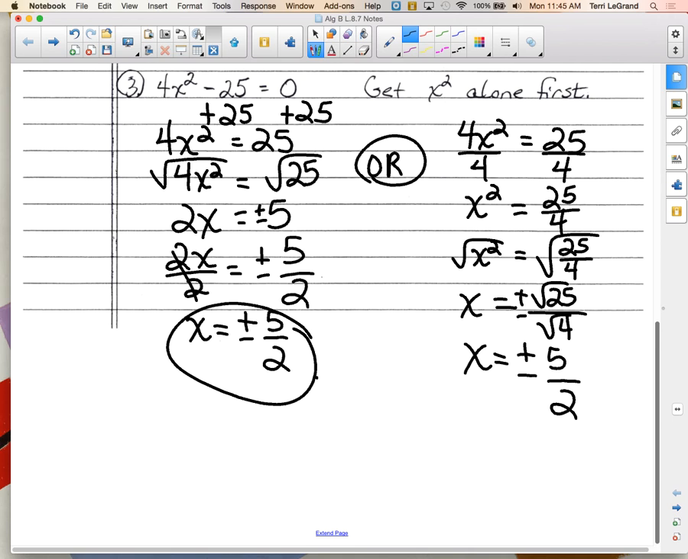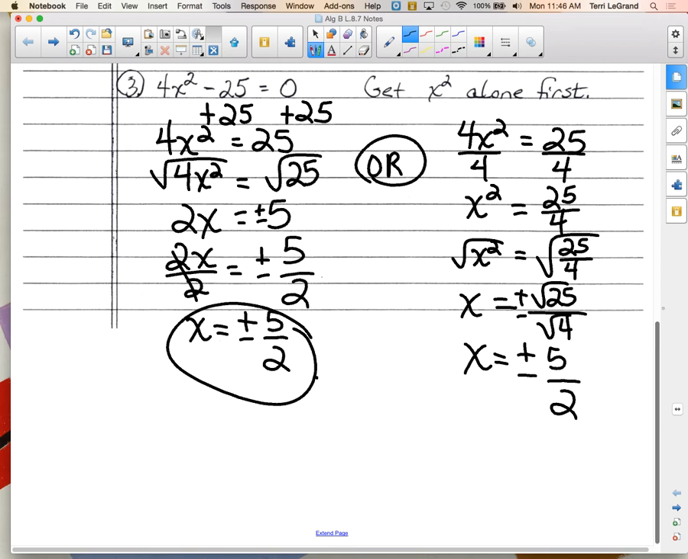Which one do you like better? The one on the left, the first one? I kind of do too. It seems like it's a little less work, doesn't it? But in reality, we can also take square roots of fractions. It's okay. We really can do it. So we don't want to be afraid that if we actually do divide both sides by 4, now the problem can't be solved. Okay, questions on anything we worked on in front here?